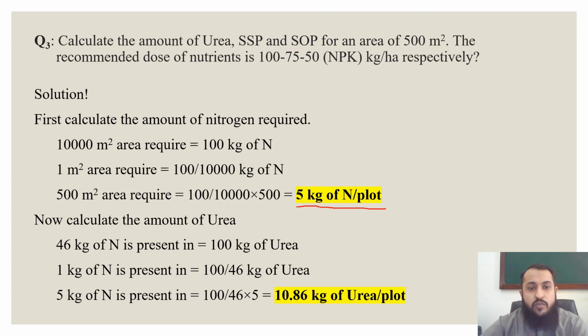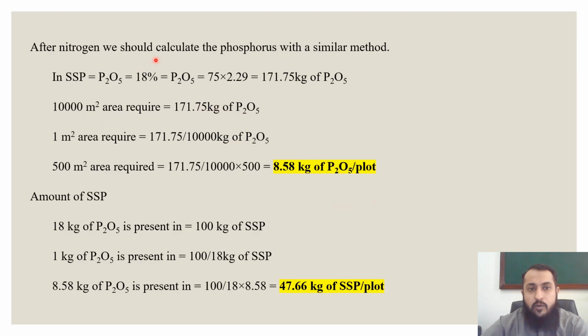So we should calculate the amount of urea now. 46 kg of nitrogen is present in 100 kg of urea. 1 kg of nitrogen is present in 100 divided by 46 kg of urea, and 5 kg of nitrogen is present in 100 divided by 46 and multiplied by 5. So 10.86 kg of urea for our plot area should be required. After nitrogen, we should calculate the phosphorus with a similar method.